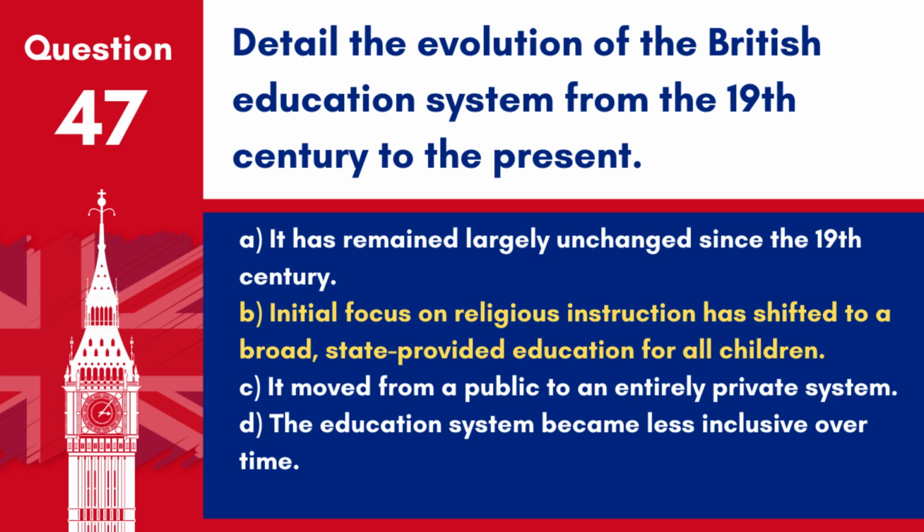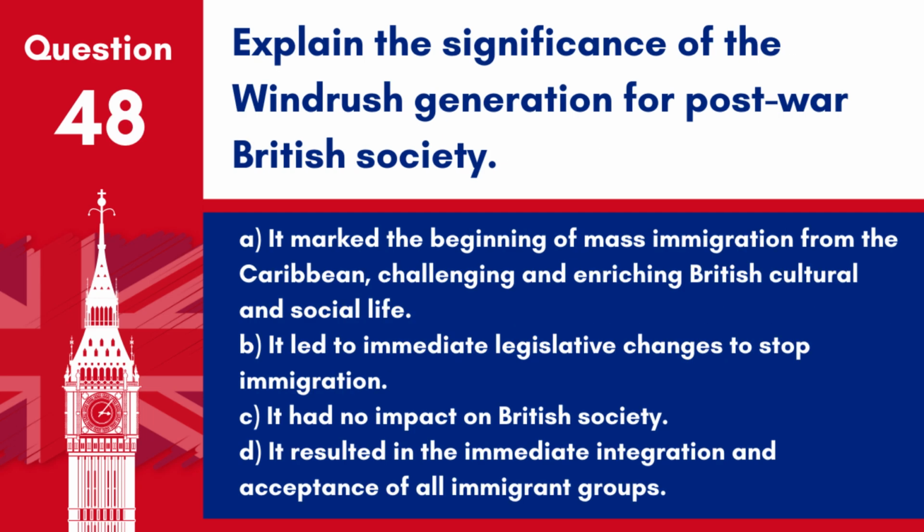The British education system has evolved significantly, from limited and often religious-based schooling to a comprehensive system aiming to provide education to all children, reflecting changes in societal values and needs. Question 48. Explain the significance of the Windrush generation for post-war British society.